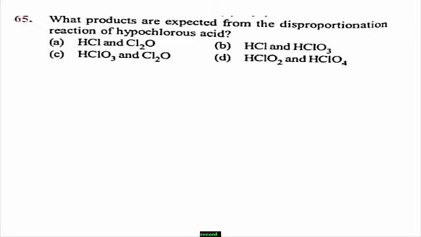Next question, number 65. What products are expected from the disproportionation reaction of hypochlorous acid? Option A, HCl and Cl2O. Option B, HCl and HClO3. Option C, HClO3 and Cl2O. Option D, HClO2 and HClO4.